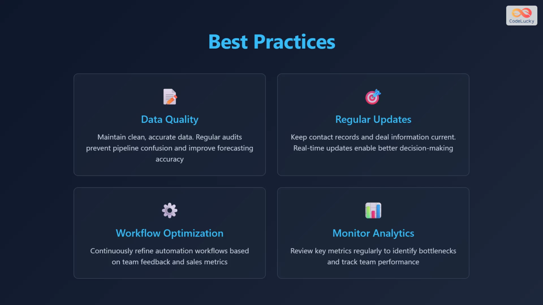Workflow optimization is ongoing. As your team uses HubSpot, gather their feedback on what's working and what isn't. Continuously refine your automation workflows to match how your team actually works. Monitor analytics regularly to spot trends. Review key metrics like conversion rates, deal cycle length, and win rates. Identifying bottlenecks helps you remove obstacles to closing deals.